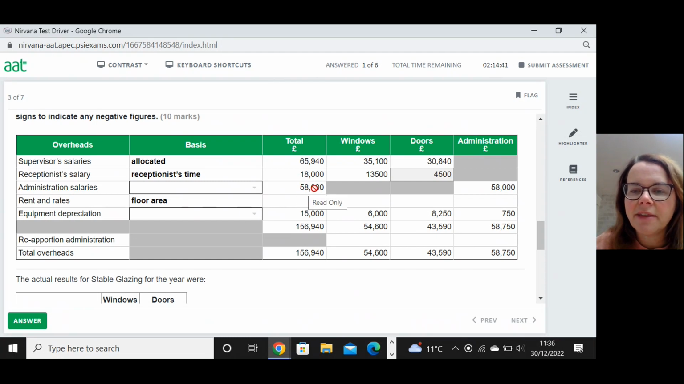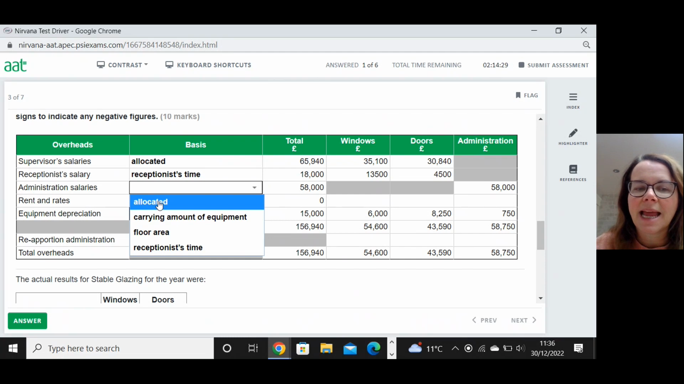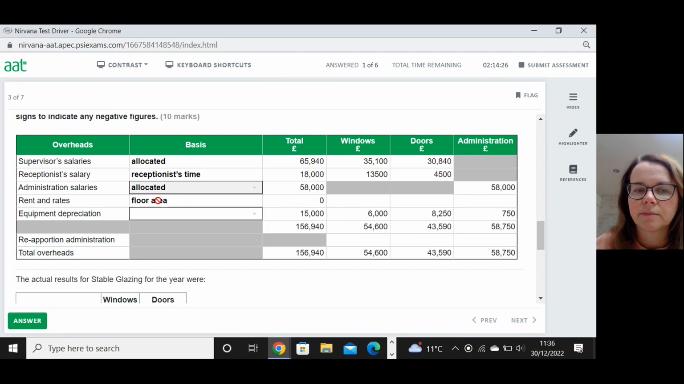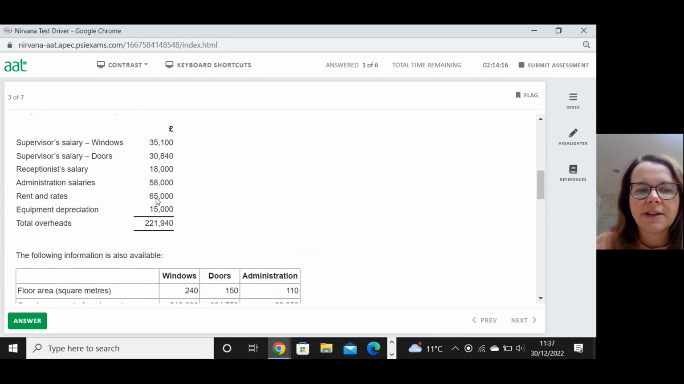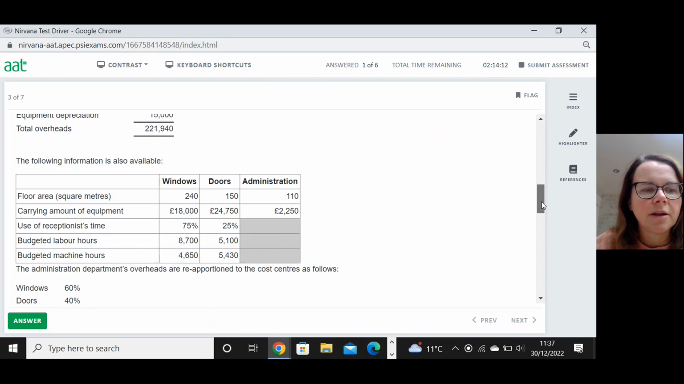Administration salary. So here they've done the numbers and we've got to type in what the basis is going to be. So admin salaries have all gone to admin. So that's been allocated. Rent and rates, they've told us to do it on floor area. So we come up here, we get our £65,000 rent and rates figure. And we are using the floor area information to apportion that amount.